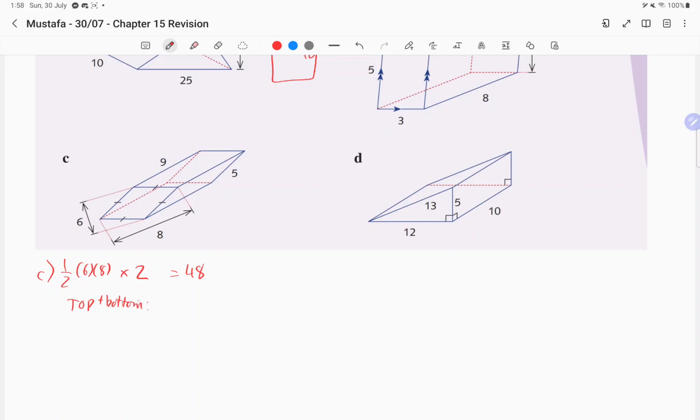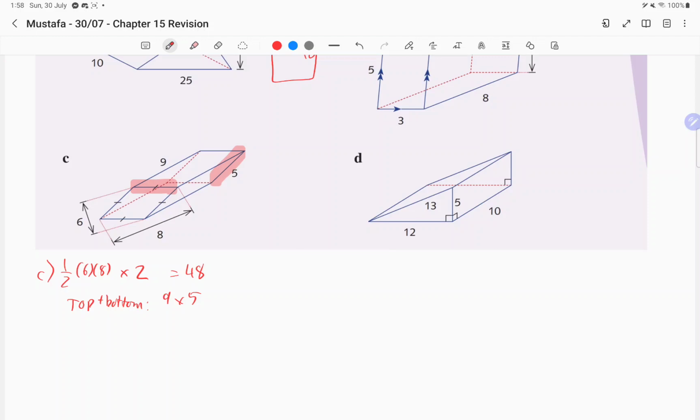9 and 8? Not quite. 8 is a diagonal. Is it 9 and 5? Yes, it's 9 and 5. So this is a bit tricky. They put the 5 here because this is the prism, right? That means that side is the same as this, the same as that, and the same as every single side at the front. So 5 here also means it's 5 here, and every single side of the rhombus is also 5. That's why it's a rhombus. So that would be 9 by 5, and that's the top and bottom.